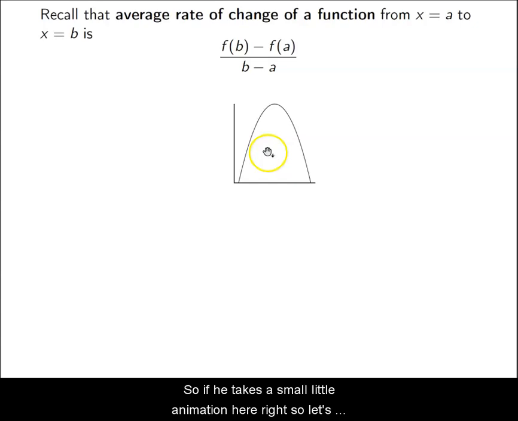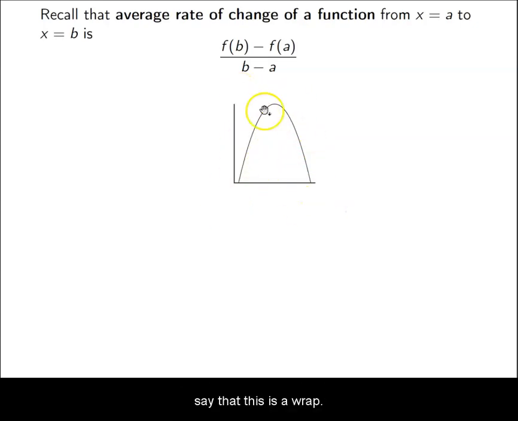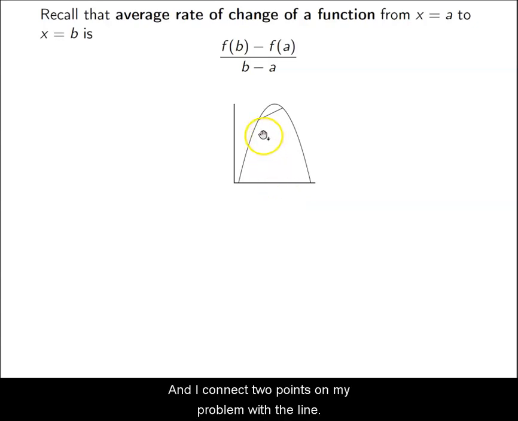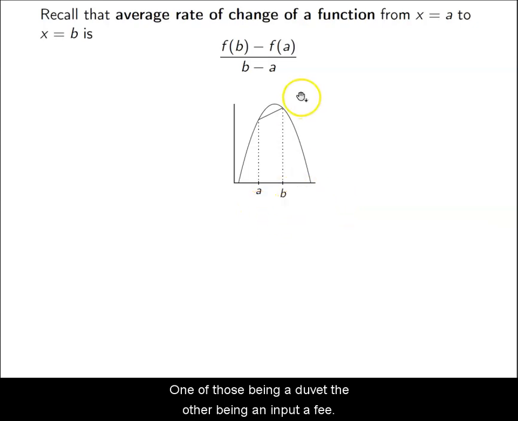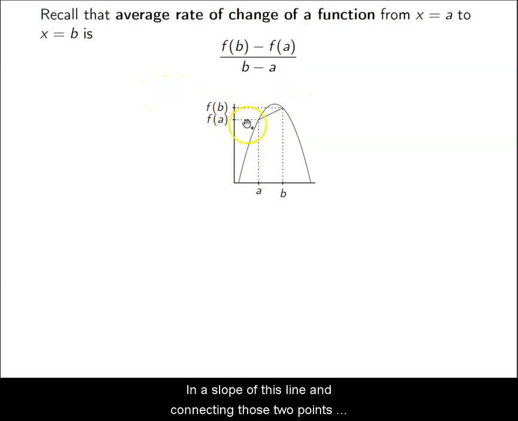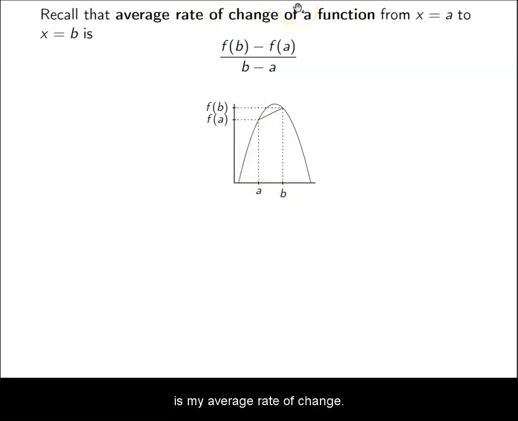So if we take a small little animation here, let's say that this is a parabola, and I connect 2 points on my parabola with a line, one of those being an input of A, the other being an input of B. I can then look at the outputs of A and the outputs of B, okay? And the slope of this line that is connecting those 2 points is my average rate of change.